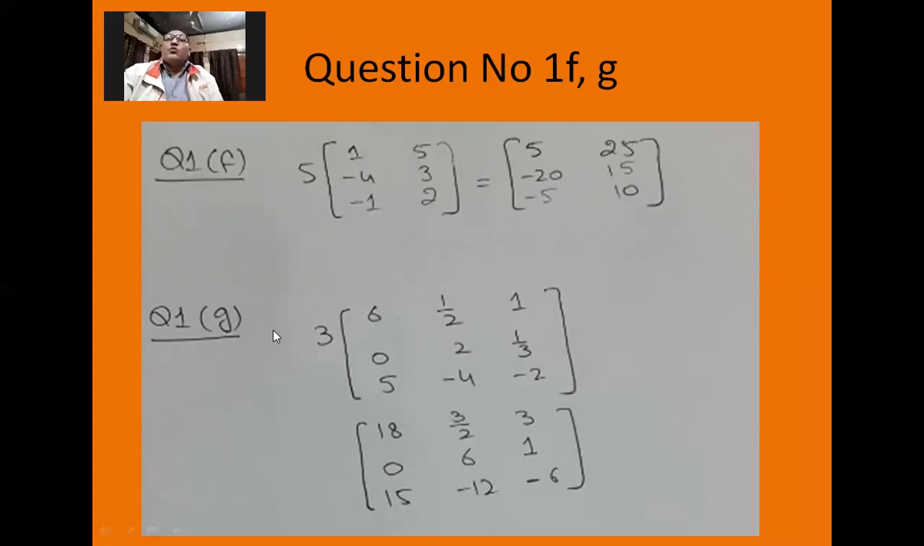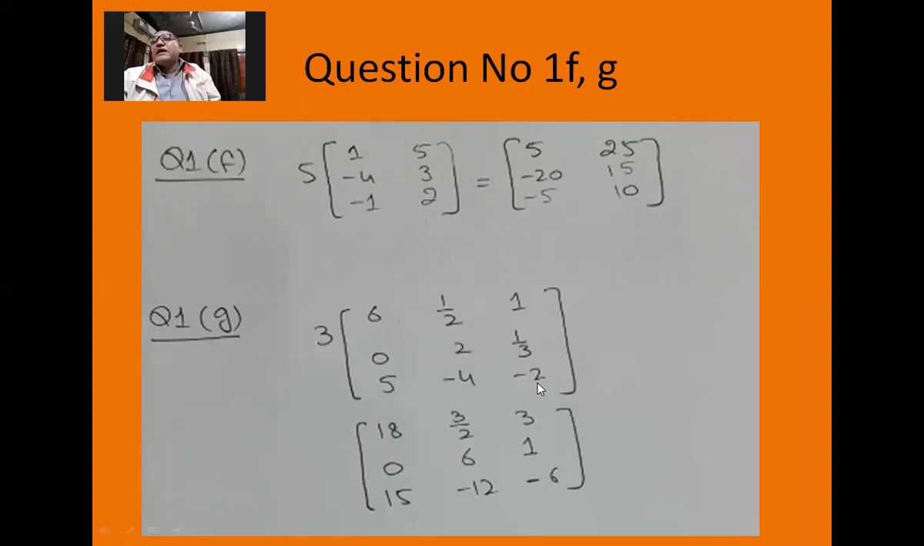Now we have the question number 1, G part. This 3 is multiplied with this matrix. This matrix has 3 rows and there are 3 columns. So this 3 will multiply with all the members. So 3 will multiply with 6, it will be 18. 3 will multiply with 1 by 2, it will give you 3 by 2. 3 will multiply with 1 and it will give you 3. 3 will multiply with 0 and it will give you 0. 3 will multiply with 2 and it will give you 6. 3 will multiply with 1 by 3, so 3 will be cancelled, you will have 1. 3 will multiply with 5, it will give you 15. And 3 will multiply with minus 4, it will give you minus 12.